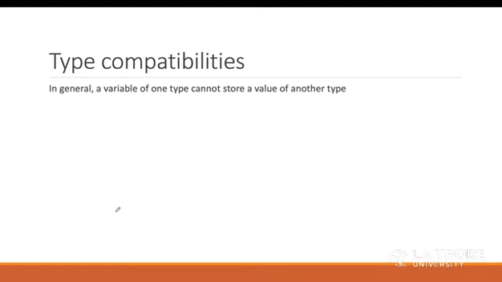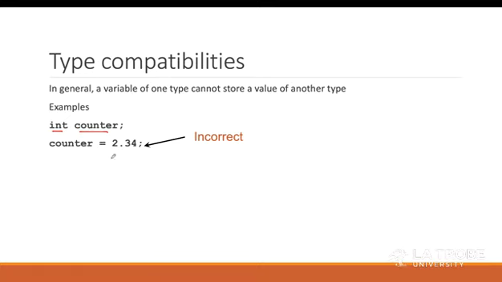Next is type compatibilities. In general, a variable of one type may not be able to store a value of another type. For example, here variable counter is declared as an integer, so the type of counter is int, and you are trying to assign a decimal value. So you are trying to assign a double to an int, which is 2.34. That's incorrect. It will give you an error.